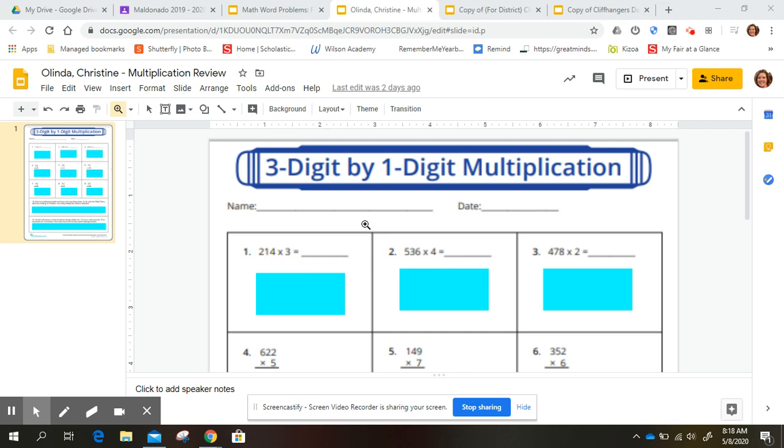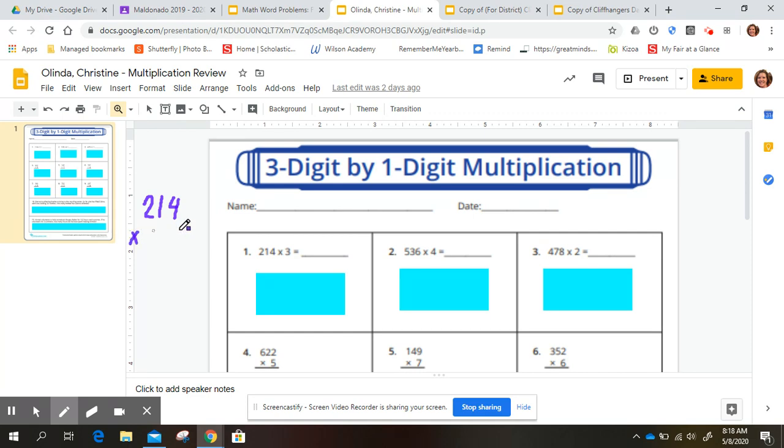Hi, fourth graders. It seems like you're starting 3-digit by 1-digit multiplication, and I saw a video there to help you, but I'm going to show you as well. It is extremely difficult to multiply when it's written horizontally, so you'll need to write it vertically on a piece of paper.